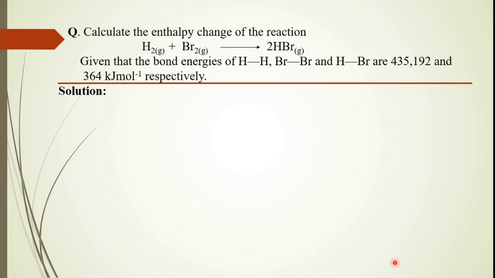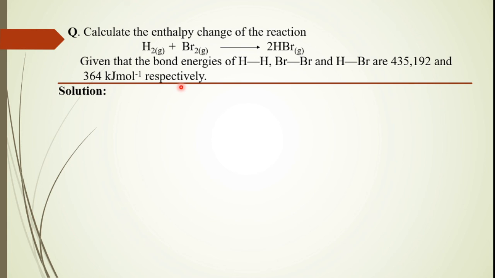So here we will take one numerical. Calculate the enthalpy change of the reaction. The reaction is H2 reacts with Br2 to give 2 HBr. Given that the bond energies of H-H, Br-Br and H-Br bonds are 435, 192 and 364 kilojoules per mole respectively. So this is the question.